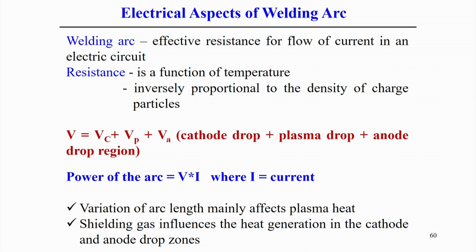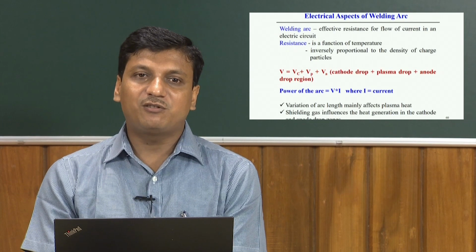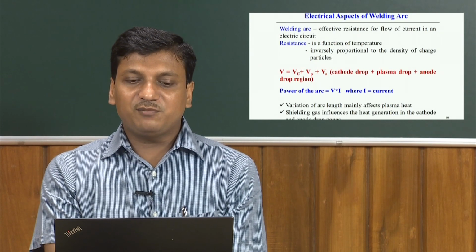So, the power of the arc is estimated from the total voltage drop between the electrode and the workpiece material, and the flow of the current within this electrical circuit. That means by creating the arc between the electrode and the workpiece, V into I actually decides the power of the arc. Now, variation of the arc length.